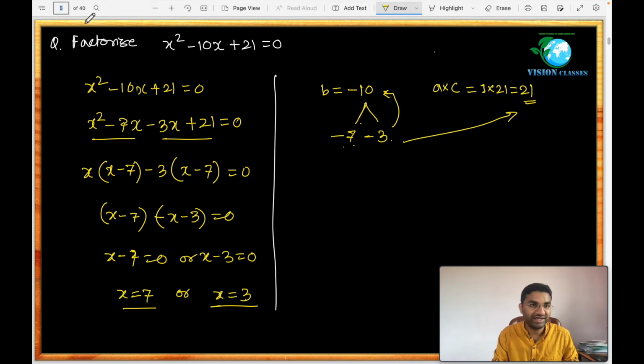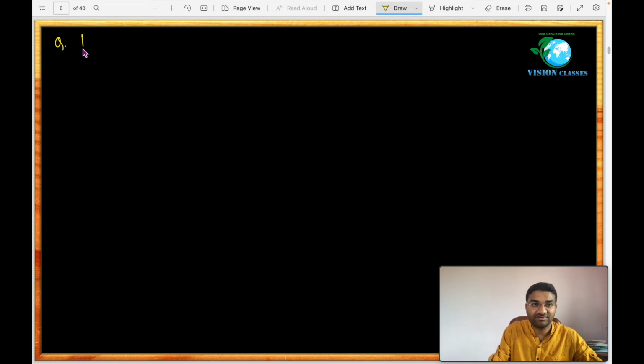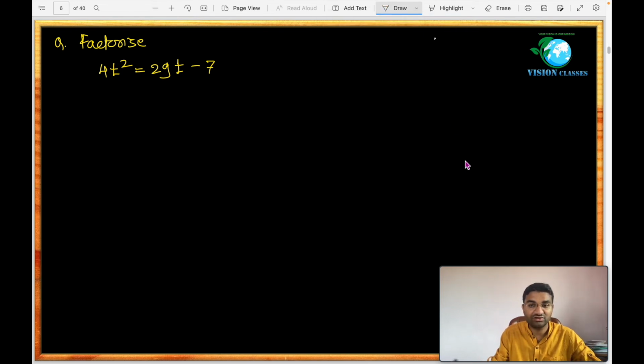Okay, here we have a question, again factorize 4t square is equal to 29t minus 7. Okay, so in this type of question, firstly you have to transfer all the terms to the left hand side. So when you transfer a positive value to the left hand side, it will be negative. When you transfer a negative value from one side to the other, it will be positive. You have to write it in the standard form of a quadratic equation.